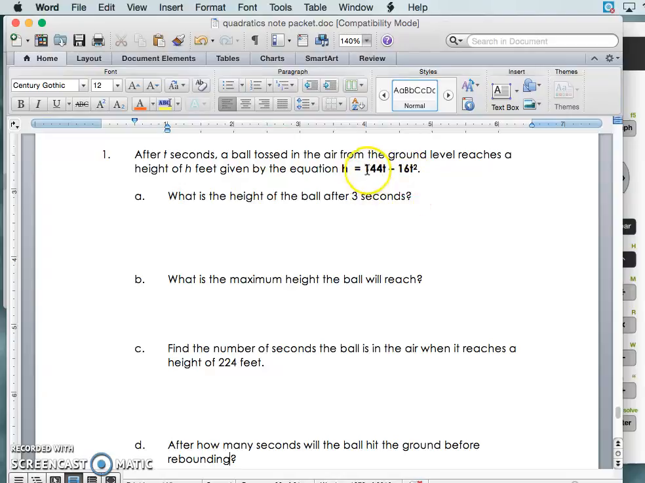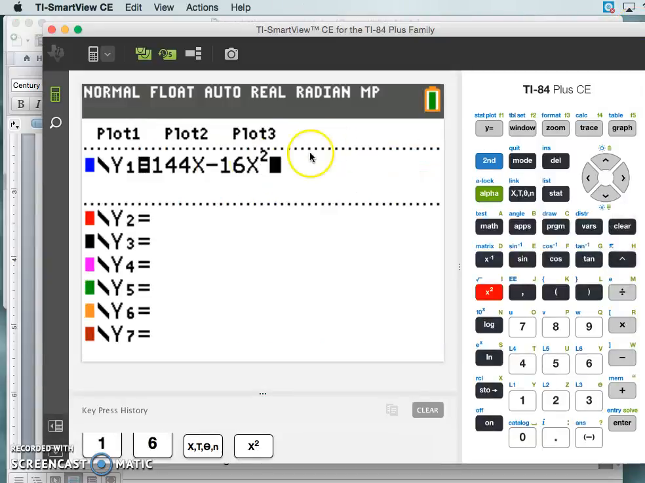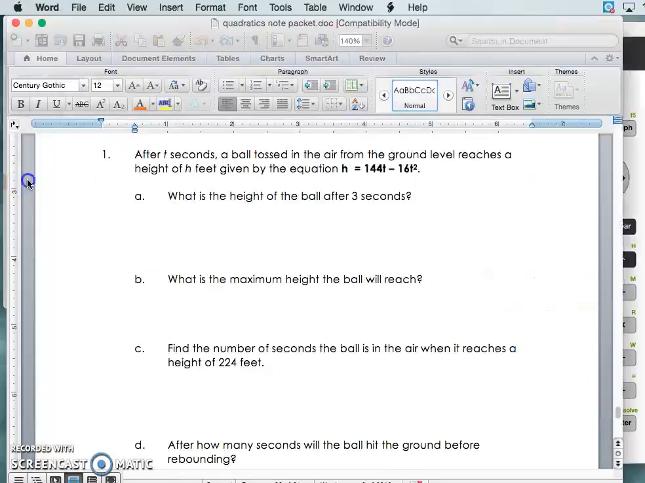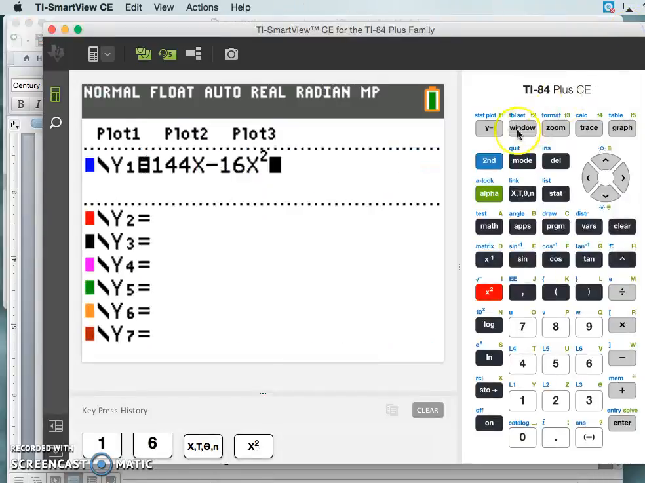And then this 144 is the initial upward velocity of the ball, and it is at ground level. So that's why we do not have a starting point over here in our y equals. So the question is, what is the height of the ball after 3 seconds? We can go ahead and find this answer two ways.